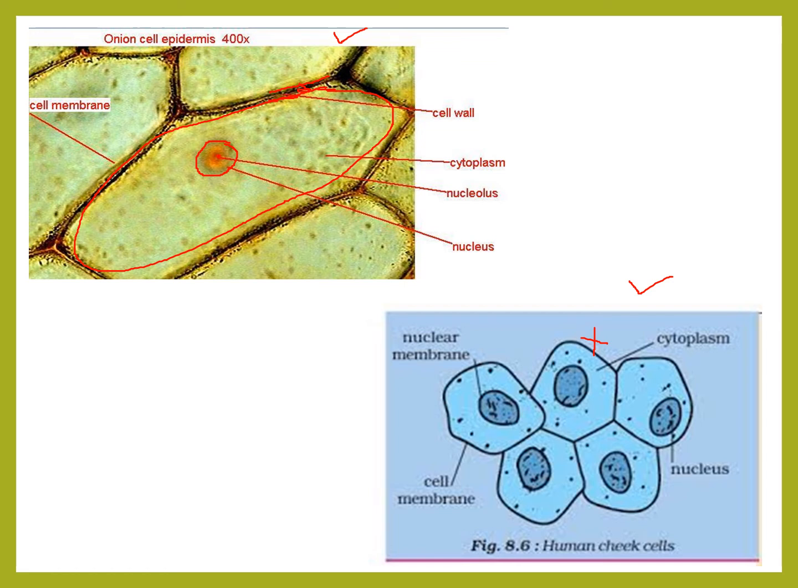We will study further about it, right? So what are the basic three structures? You have the cell membrane, you have the nucleus, and the cytoplasm, which is there in any kind of cell. But this cell wall you see only in the case of plant cells.